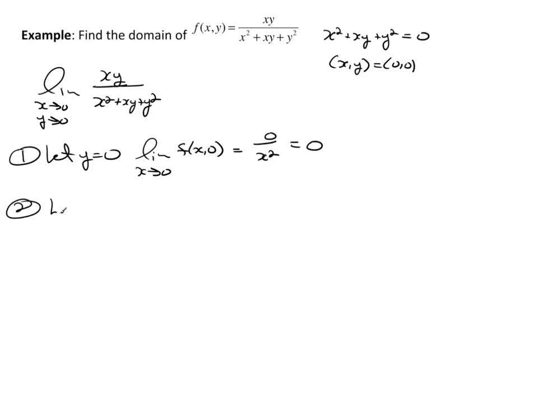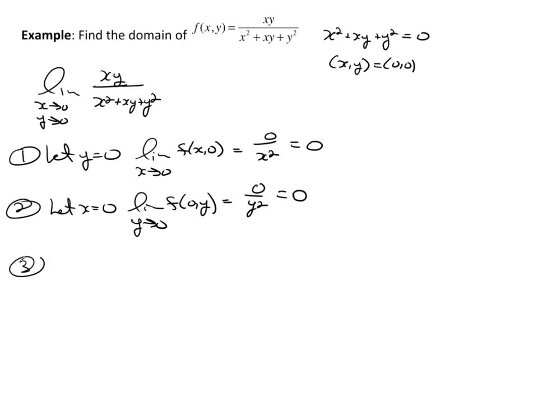So now I'm going to take another approach here. I'm going to let x equal 0. So I want the limit as y approaches 0 of f of (0, y). And when that happens, I'm going to end up with 0 over y squared, which is also 0. So it's kind of starting to look good, like it might actually exist. Let's try another approach here.